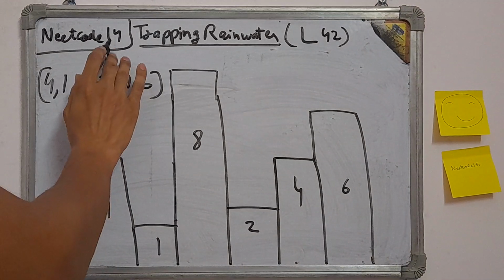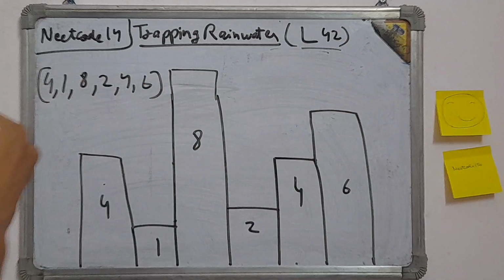So today we are going to do question number 14 of our playlist, which is Trapping Rain Water. It is the 42nd question of LeetCode. Okay. So what does the question say?